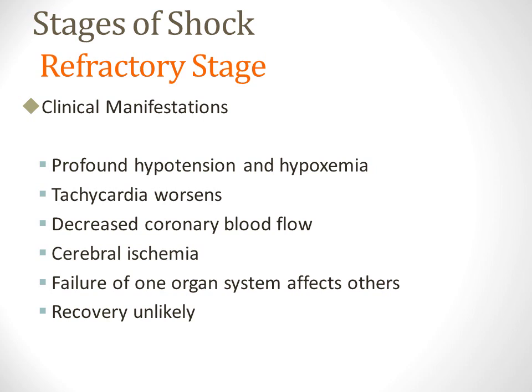Failure of one or more organ systems affects others. Recovery is unlikely in this story. And we have to remember that we have profound altered tissue perfusion, which is causing cerebral ischemia. The cerebral ischemia eventually becomes so bad that we fail to stimulate the sympathetic nervous system, and then we have respiratory and cardiovascular arrest.